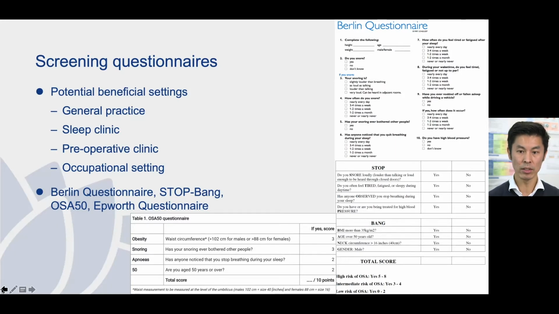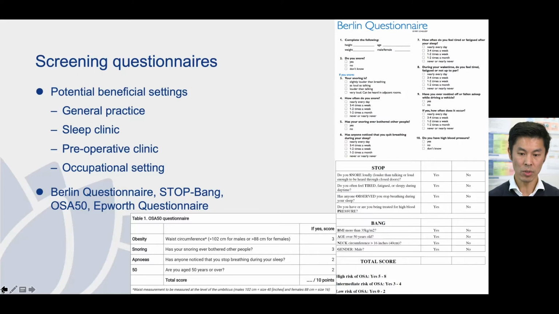The Berlin questionnaire in the top right is designed and validated in the primary care setting and looks at 10 questions that are presented there to identify the risk. It puts the patient at either high risk or low risk depending on the result.